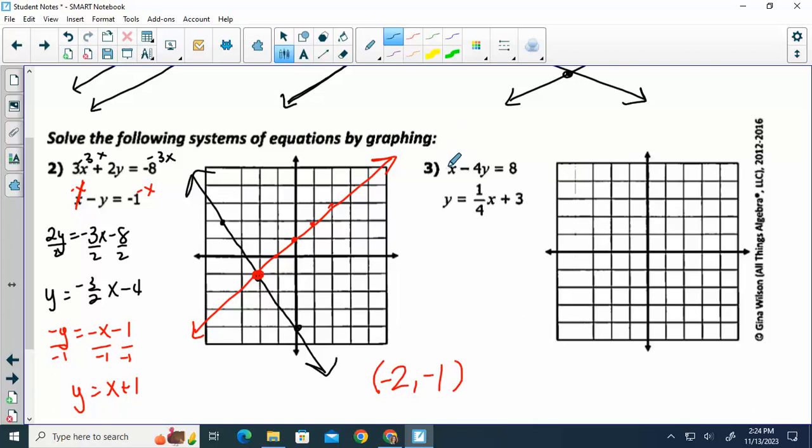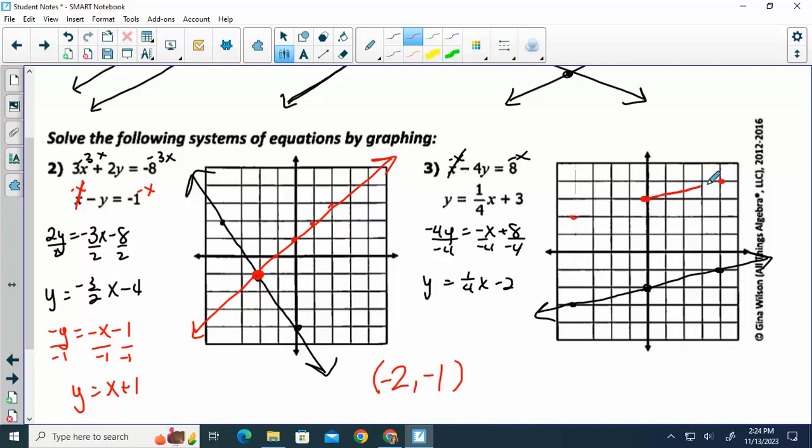Next one. First one, we subtract our x. Divide by negative 4. So y equals 1/4 x minus 2. Right, 2, and we can go up 1, over 4, or down 1, and back 4. Alright, second line is y equals 1/4 x plus 3. So we start at 3, 1 over 4.